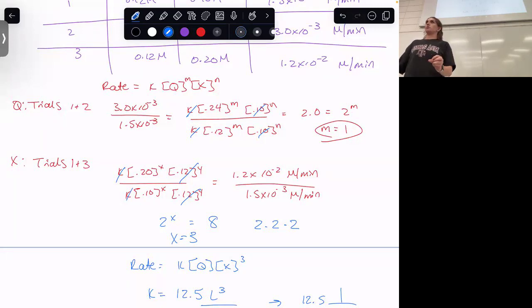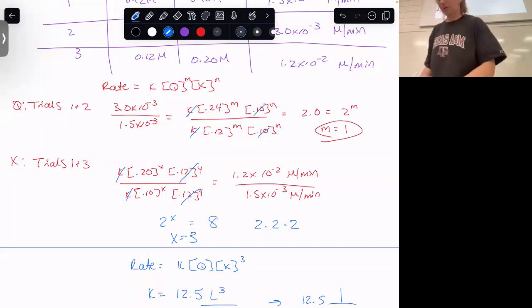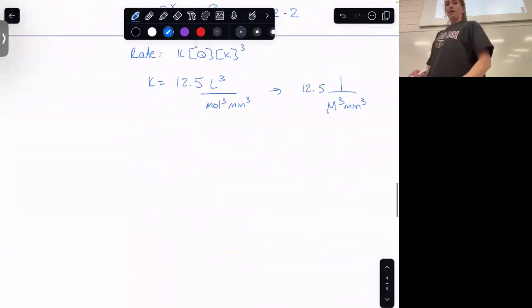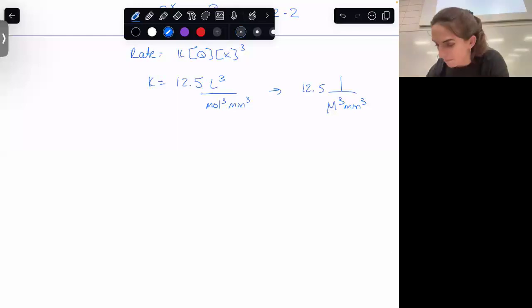Any other questions? Does this make sense in terms of initial rates and experiments? These are fun, I think. Kind of puzzles. Okay, and then you said half-life? Yep. Anything specific about half-life?